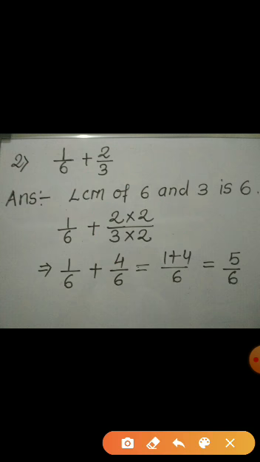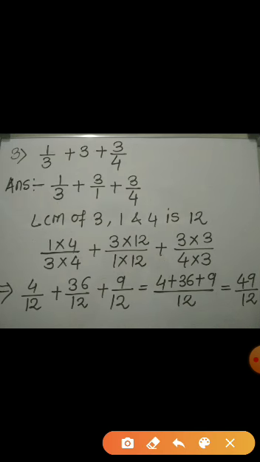So what will you get? The first fraction is 1 by 6 and the second will be 4 by 6. Now 1 by 6 and 4 by 6 are like fractions. So we can easily add them. So again, we add the numerators only and copy the denominator. Now 1 plus 4 comes 5 and the denominator we write as it is. So the answer is 5 by 6.